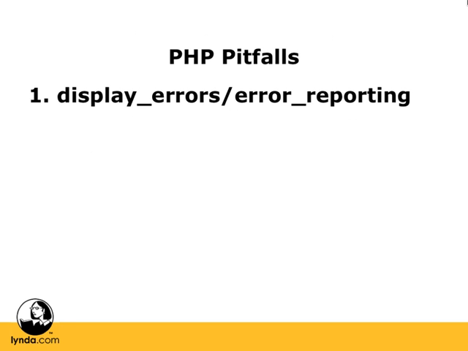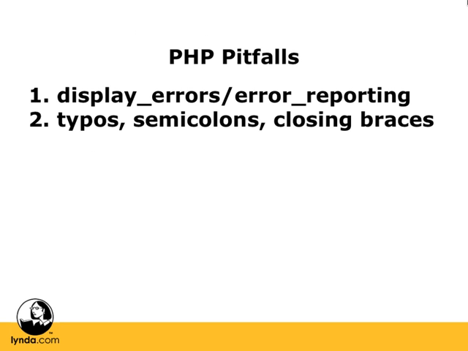Now, when we have display errors and error reporting turned on, we get pretty good feedback from PHP. We're able to catch a lot of the other pitfalls that are going to come up. For example, typos, semicolons, and closing braces. These are going to come up a lot, especially when you're a beginner. You're going to make sure that everything is typed and spelled correctly. You're going to make sure you have semicolons at the end of every line, and that every time you open a brace, and when I say braces, I'm talking not just about curly braces, but opening square brackets, opening parentheses, you want to make sure that they always match.